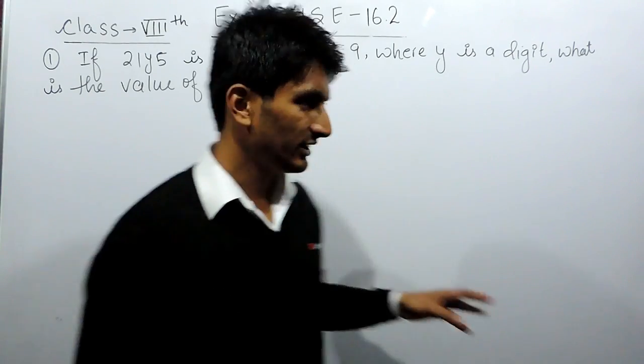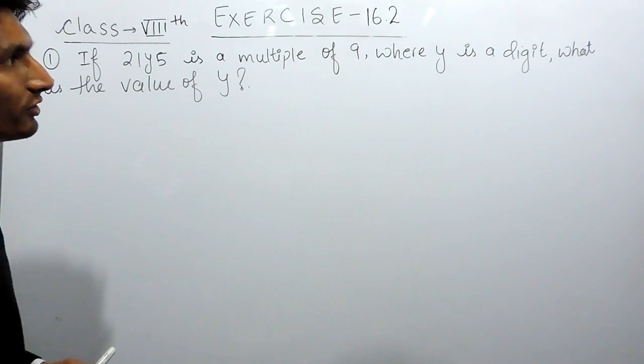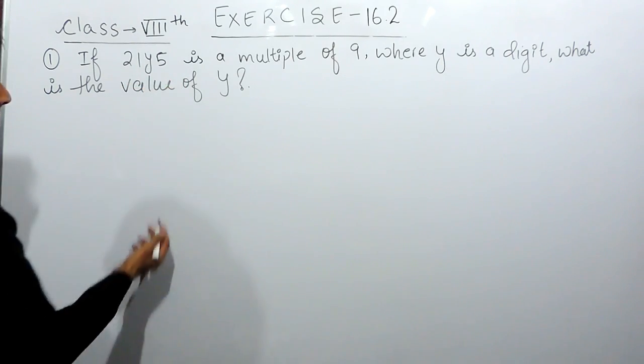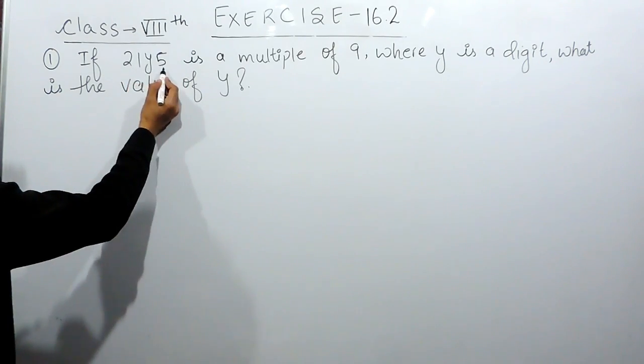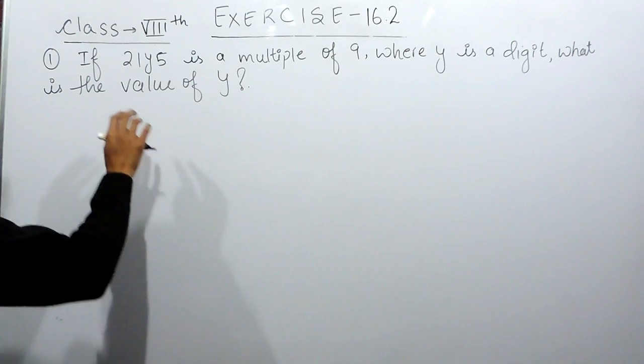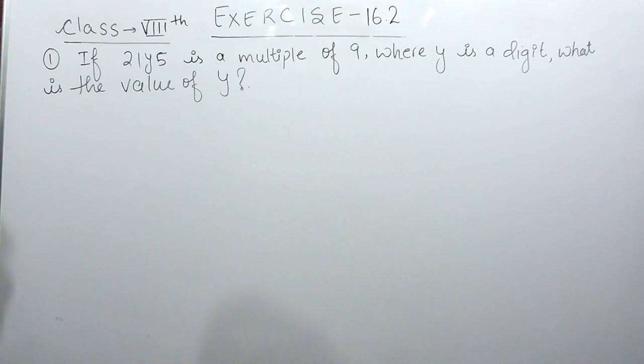Hello everyone, in this video we are going to solve the first question of exercise 16.2. The question says: if 21y5 is a multiple of 9, where y is a digit, what is the value of y? Now this is a number, and in this 2, 1, 5 are digits as well as y is also a digit. You have to check this is a multiple of 9, and first of all let's find out what multiple means.